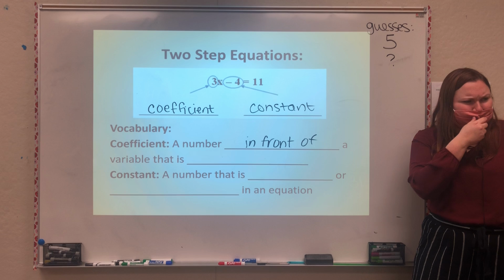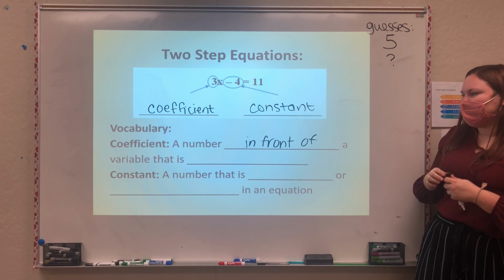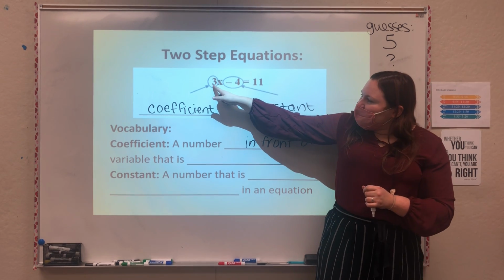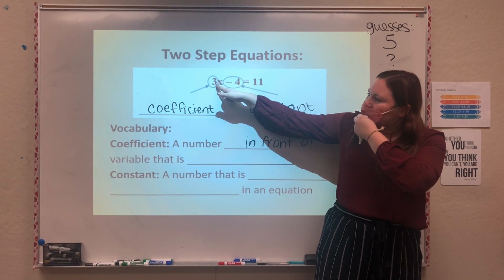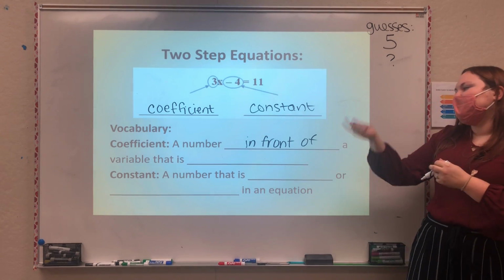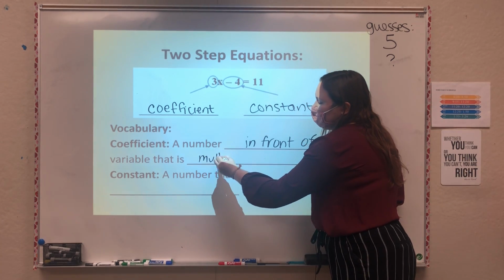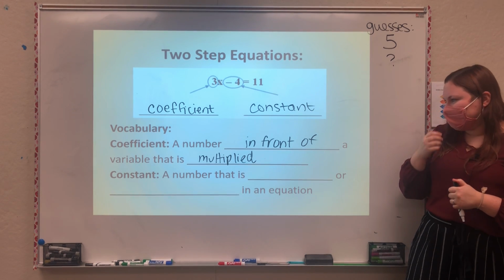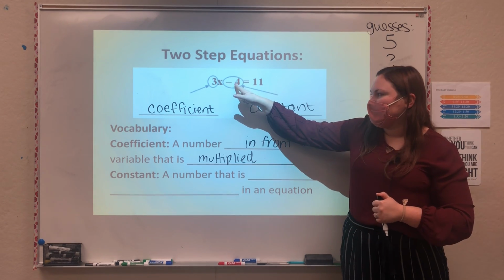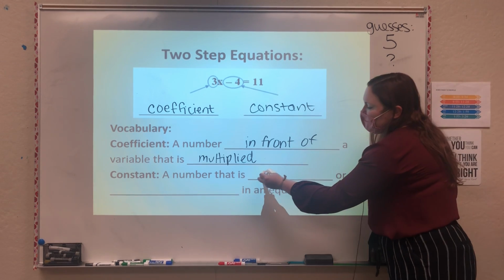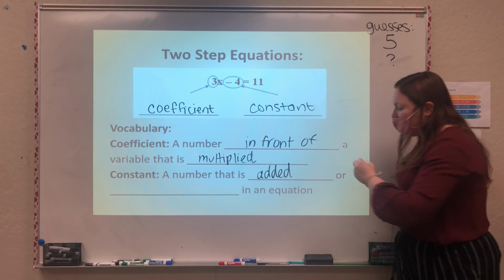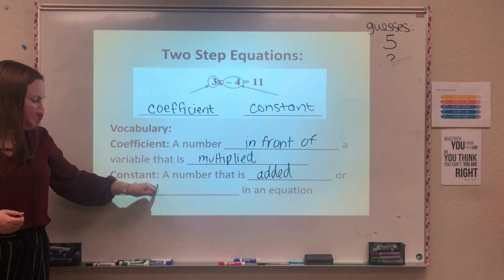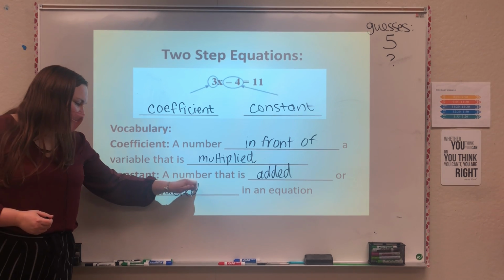But these are for you. So if you think of before, it's however you think of it. It's in front of the variable, it's before the variable. And then just an extra part to our definition, what type of math is happening there? Yep. So we'll say it's a number in front of a variable that is multiplied. Just a nice reminder of what math's happening there. And then your constant, that number by itself, is always going to be the number that is added or subtracted in the equation.